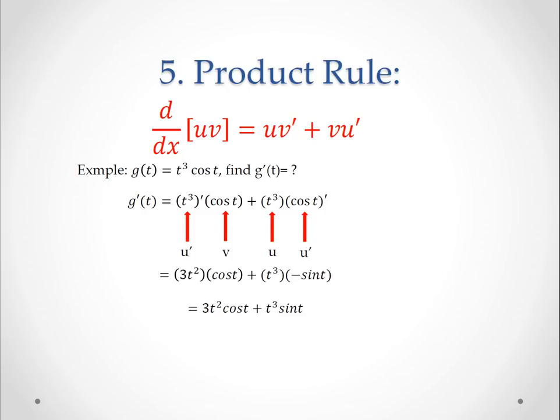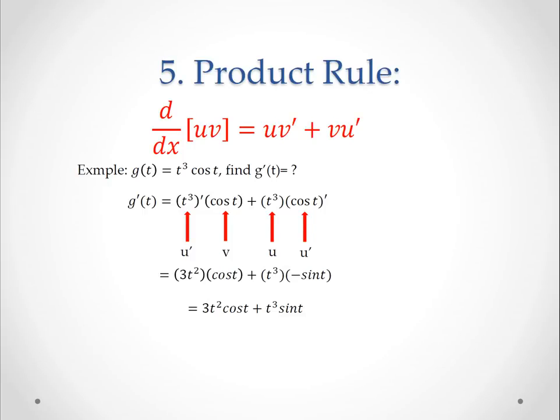This example is g of t equals t to the 3rd power times cosine t. What is the derivative of g of t? Here g of t is expressed as a product, so for g prime of t we can consider using the product rule.